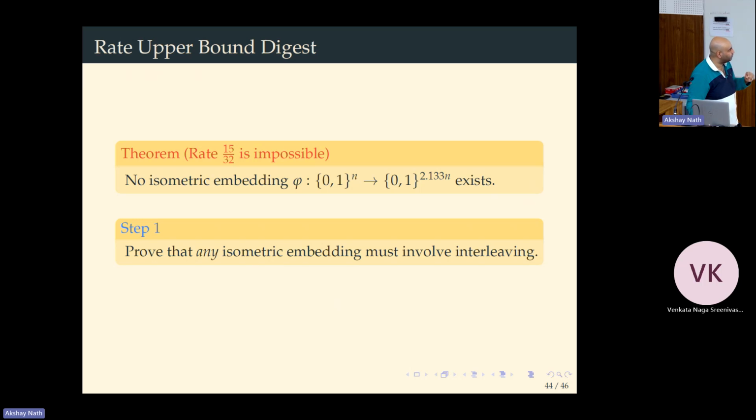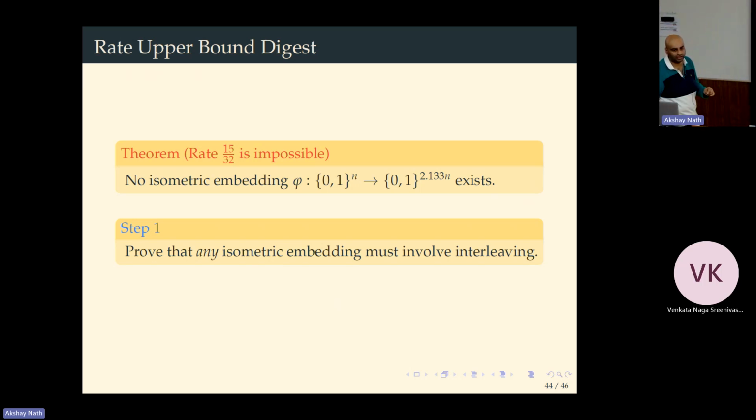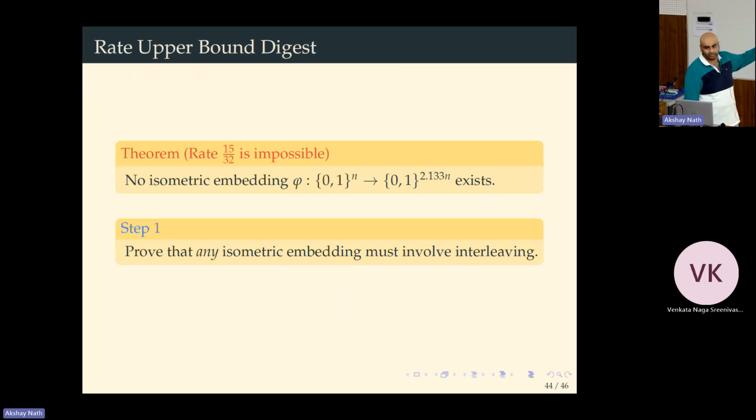I won't prove this, but you can show that this is necessary for isometric embeddings. It's not necessary for one where you allow for a constant scalar multiplication. But if you're allowing for a constant scalar multiplication, since these are discrete metrics, the rate already goes down by the scalar factor. So you already pay because of that. Okay.